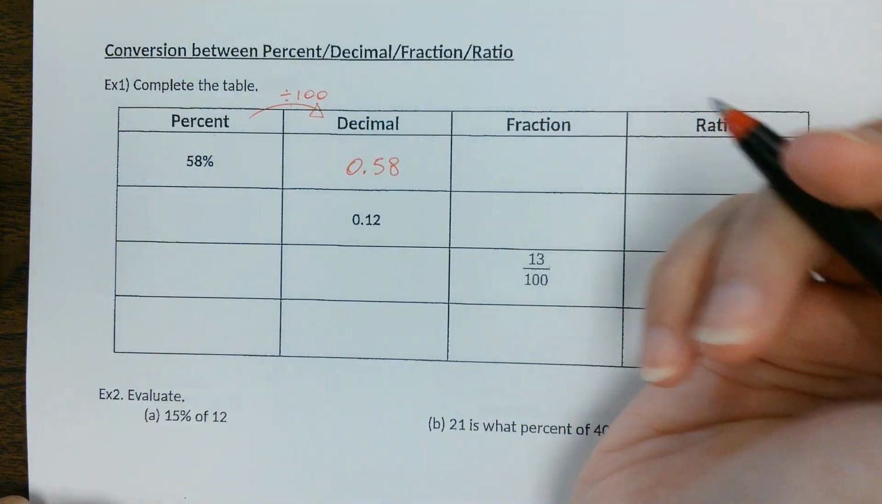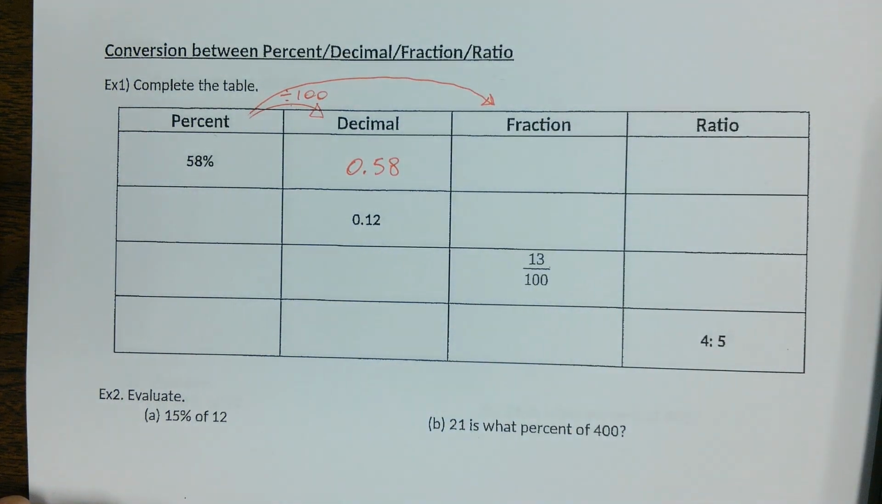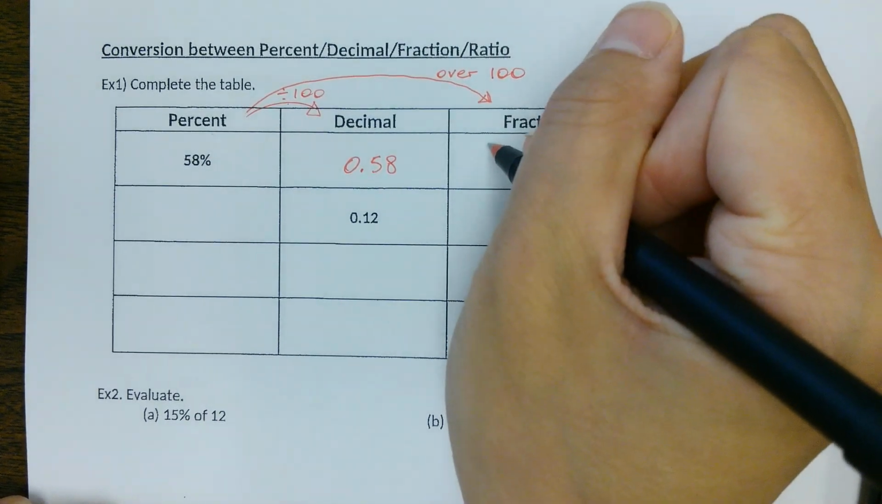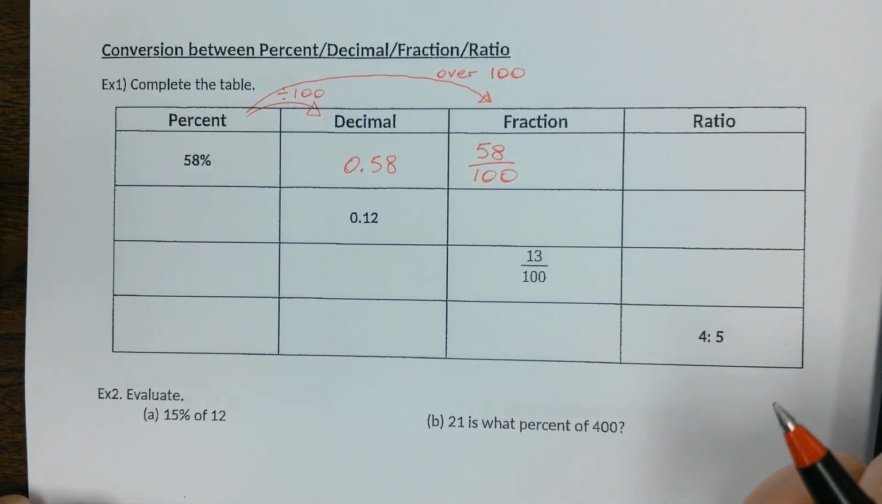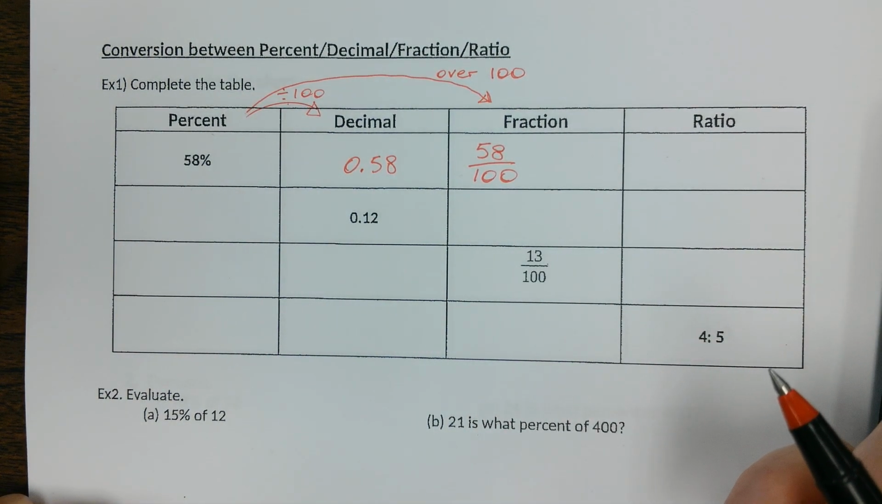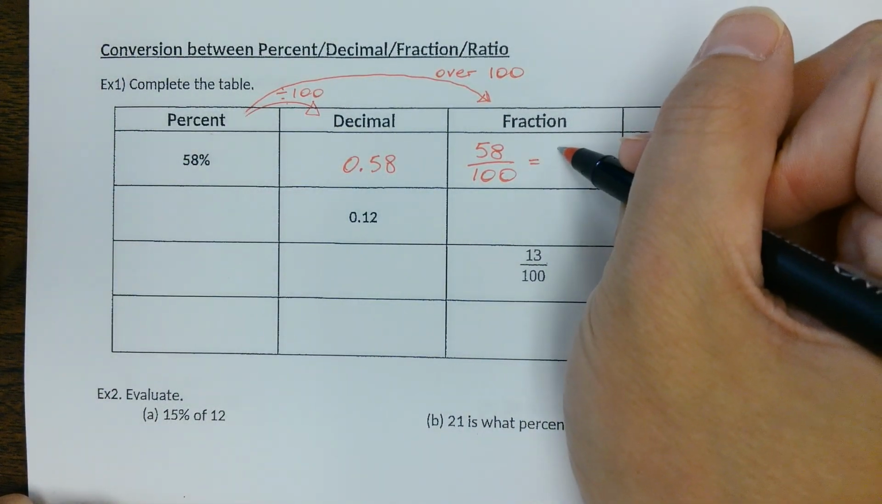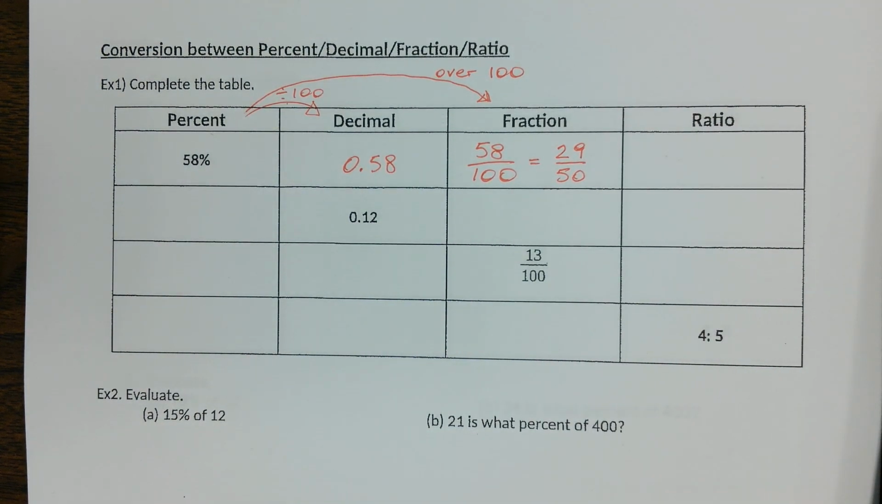How do you go from a percent to a fraction? What do you put it over? Yeah, put it over 100. So this is 58 over 100. Okay. Do I like this final answer? Why not? Simplify. I can reduce this. 58 over 100 is 29 over 50. Good. Whenever you have fractions, you always have to reduce it.